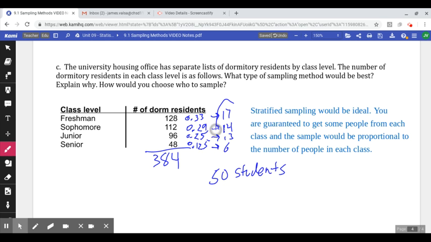So this is what you would want in terms of your sample. So you would randomly pick 17 freshmen, randomly pick 14 sophomores, randomly pick 13 juniors, and randomly pick 6 seniors. And I think this would be a really nice method of getting a representative sample that keeps those proportions in check. If you did cluster here, you would wind up with all of one of the classes, and I don't think that would be too appropriate for this one.